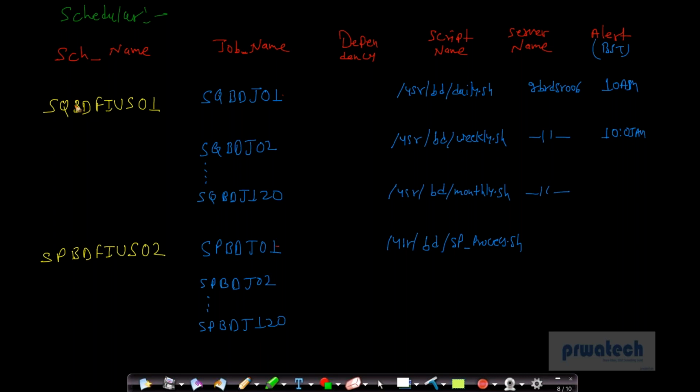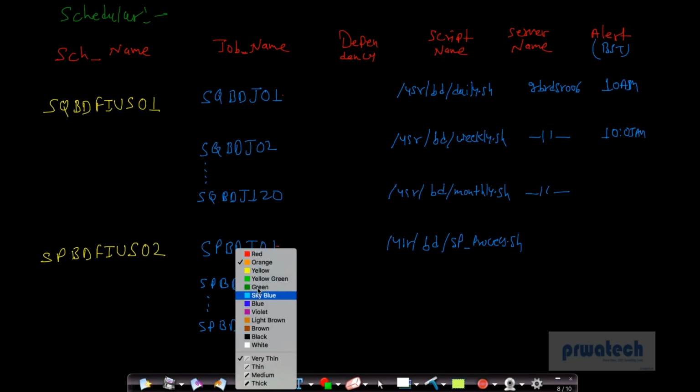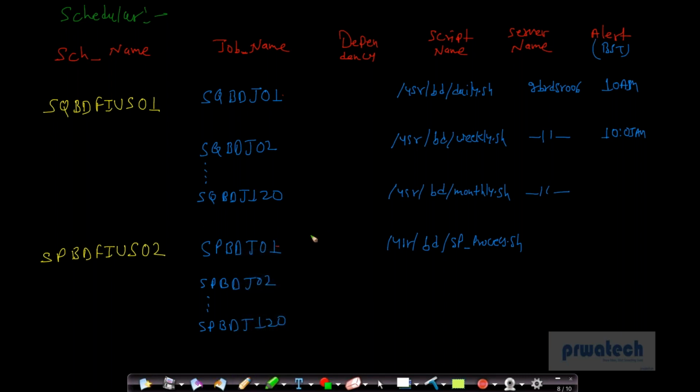And what is the dependency? We give the dependency as scheduler name dot job name. Okay, scheduler name dot job name. So for this, the dependency is the scheduler name. I'll write the scheduler name SQ BD S01 dot SQ BD J01. If this is not done, then this will not start. Otherwise, I will get errors and exceptions only if this starts. So that's why this dependency is everywhere.